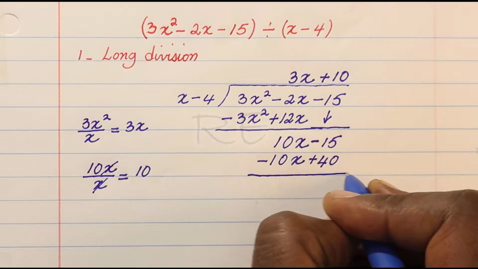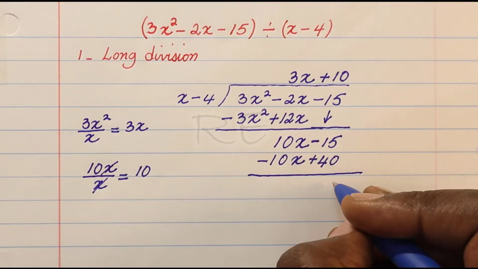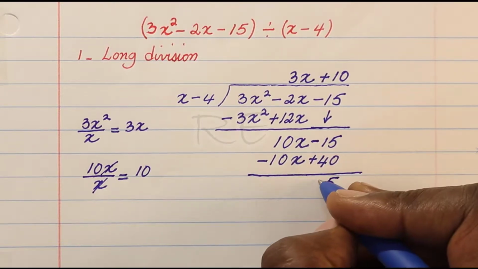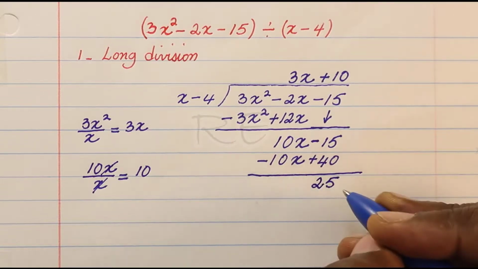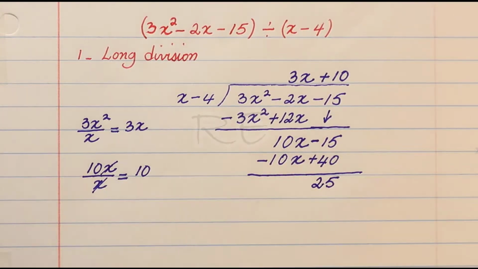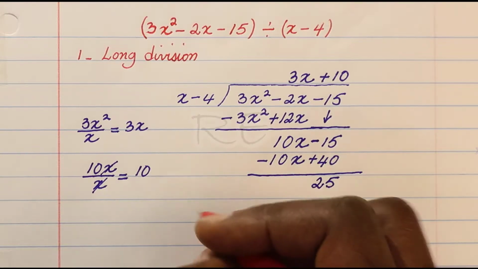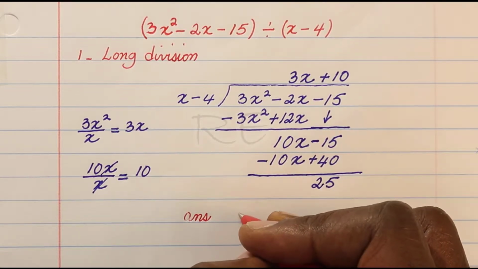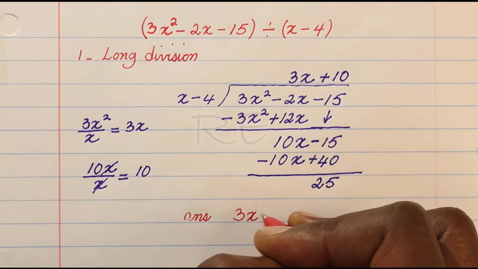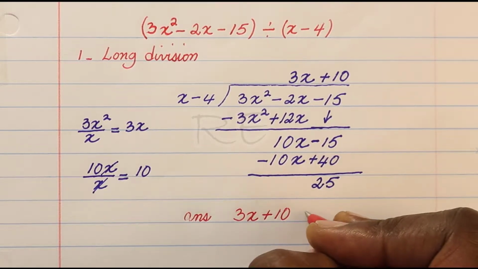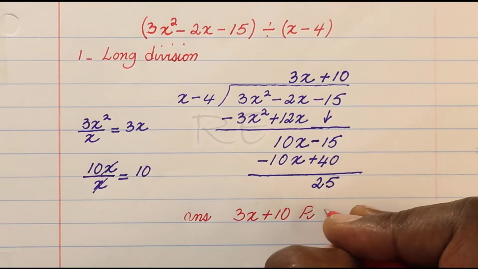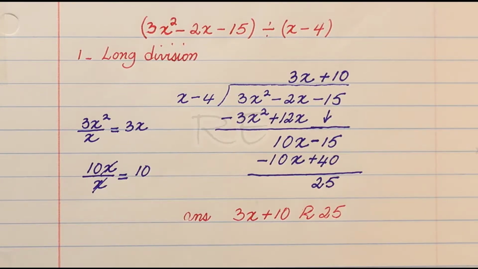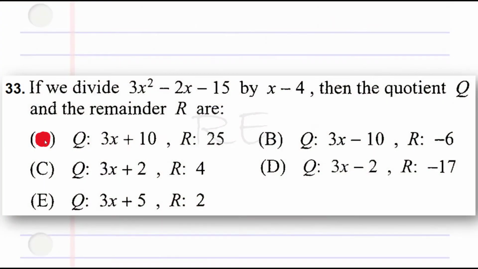And now when we do the subtraction, we're going to get 25. Notice that 25 is degree 0 and x is degree 1, so we're done. The remainder is smaller than the divisor. So our answer is 3x plus 10, and the remainder is 25. A is our correct answer.